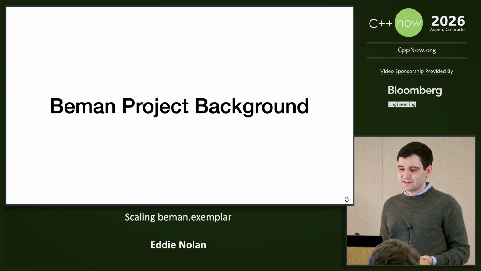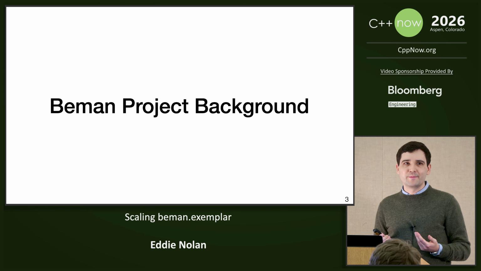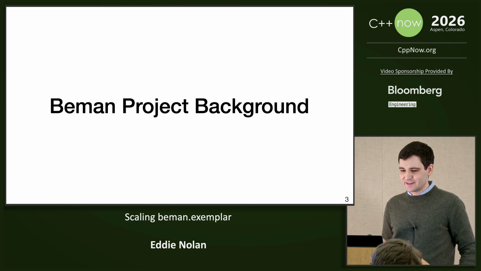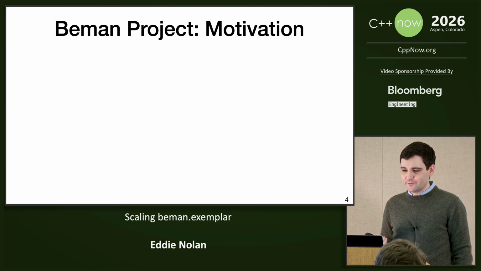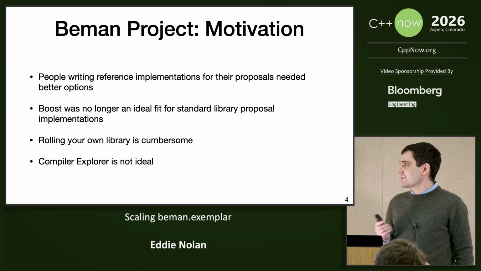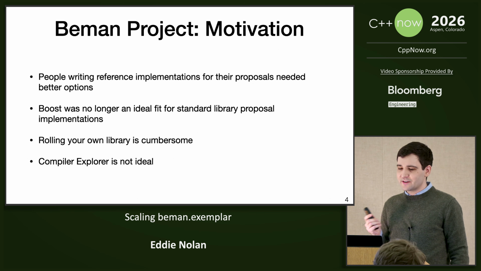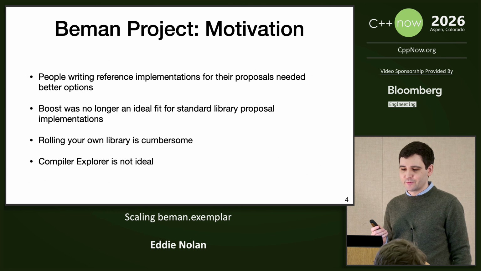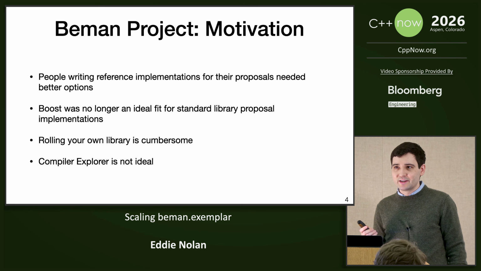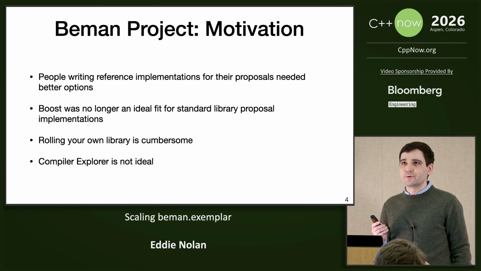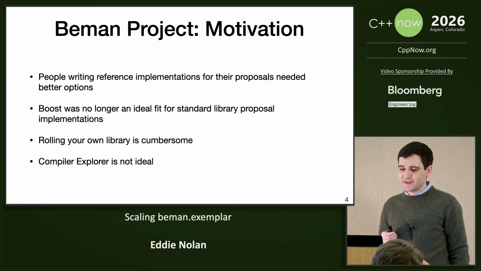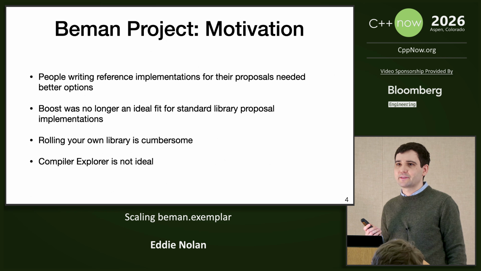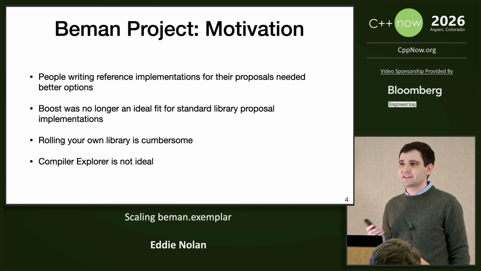If you're at C++Now, you probably already know about the Beman project and what it does. But for the people that aren't already familiar, the Beman project was essentially created because people who are writing reference implementations for C++ standard library proposals needed better options. It used to be that most people who would create these proposals would put their library in Boost first, but that has various disadvantages, including the fact that if your Boost library is approved, you more or less have an obligation to provide API stability.